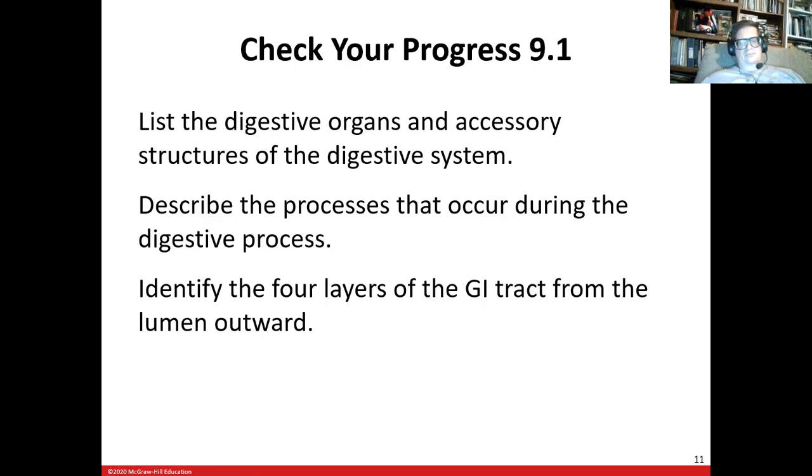Anyway, here's a check your memory 9.1. I'm going to pause for a moment and you can stop the video. You can go back and look and make sure you can answer all this stuff.